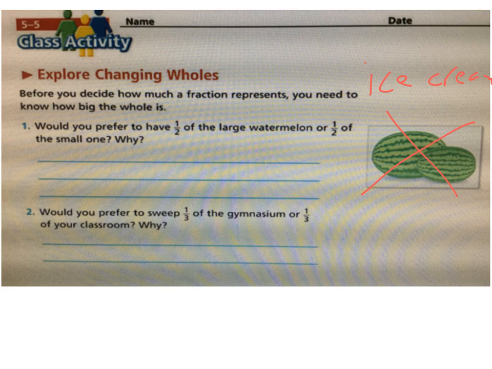Number 2, would you prefer to sweep 1/3 of the gymnasium or 1/3 of your classroom? Well, if you want to get done faster and have less work, you want to sweep 1/3 of your classroom because your classroom is smaller. So 1/3 of your classroom is less than 1/3 of the gymnasium, even though 1/3 is the same fraction. All right.